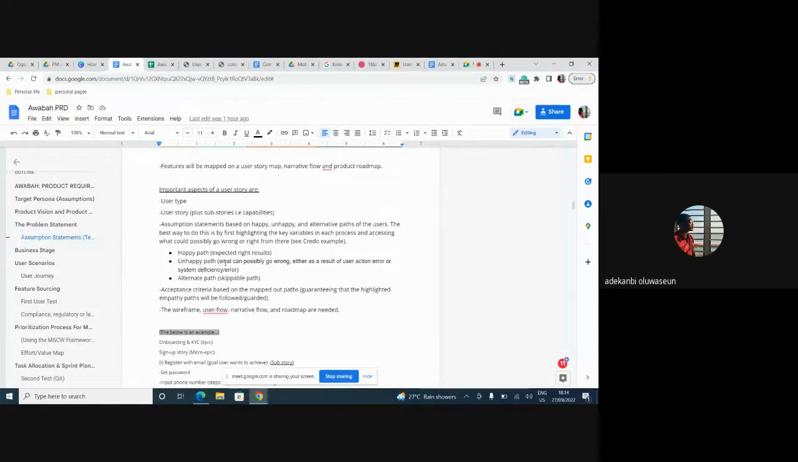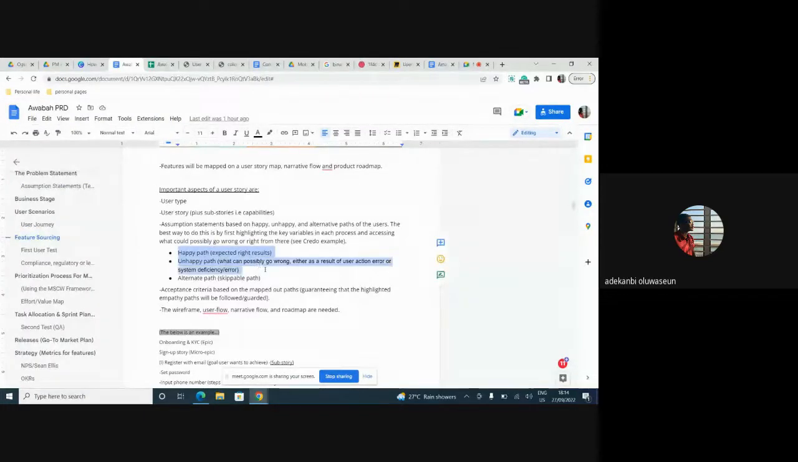Now, within the user story, there are so many elements, right? You have the sub story. Within a story, there can be sub stories, and I'll show you examples later on. You also have assumption statements, right? Assumption statements help you in capturing three critical things. The first one is the happy path, the unhappy path, and the alternate path. That's what the assumption statement captures.